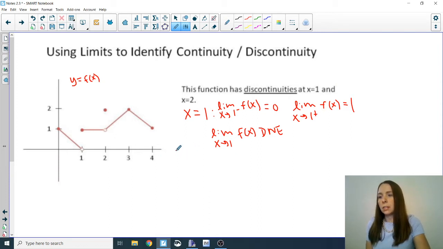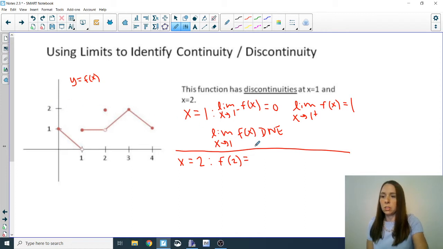Next, let's look at x equals 2. For x equals 2, we have a function value existing, and this time I am going to note it. I would note it like this. f of 2 is equal to, what is the y coordinate of that closed point? It's 2. So this is called the function value. You always look for where the closed point is to identify the function value. If there is no closed point, that's when you say that the function value doesn't exist.